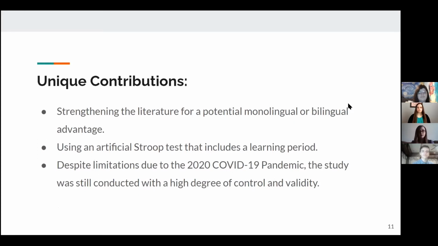We had several unique contributions to our study, including strengthening the existing literature, using an artificial language in a Stroop test, using a learning period to learn that artificial language, and having the unique experience of being completely virtual due to the pandemic.